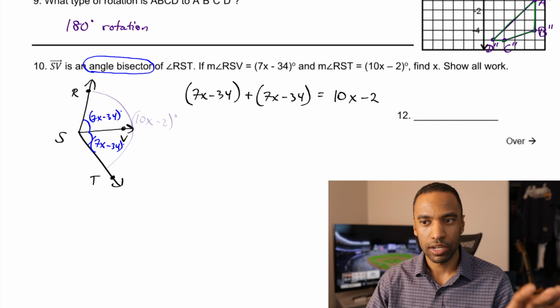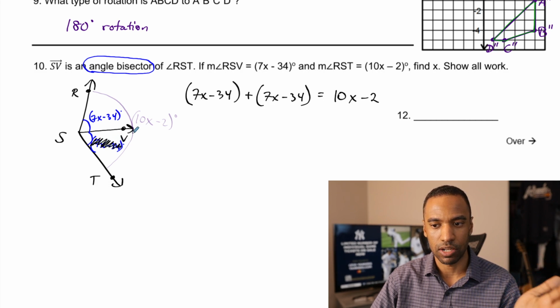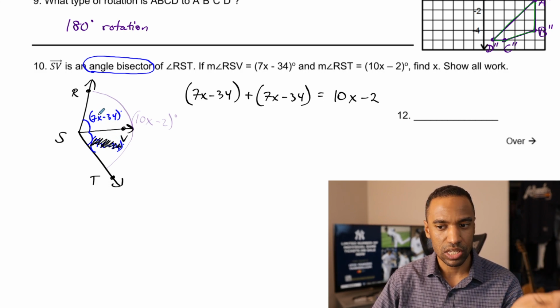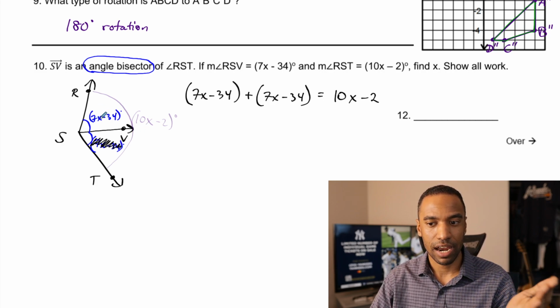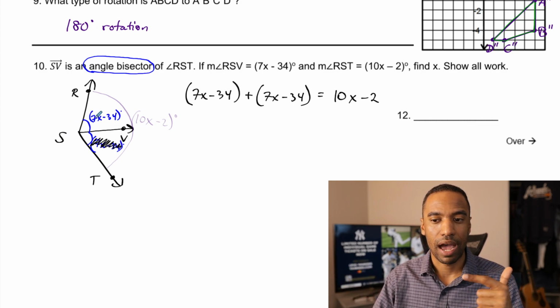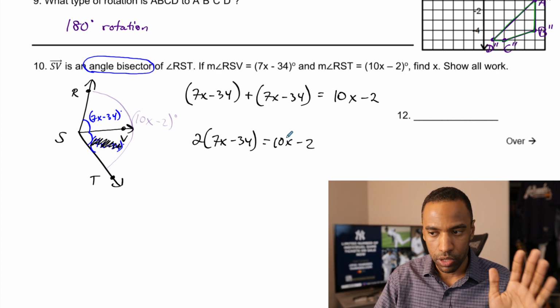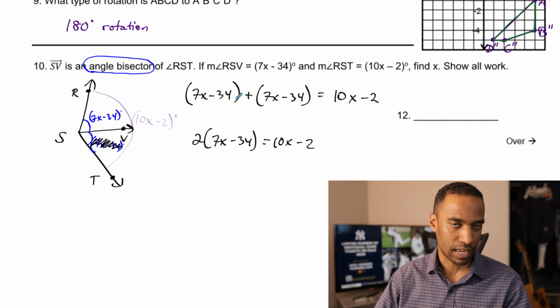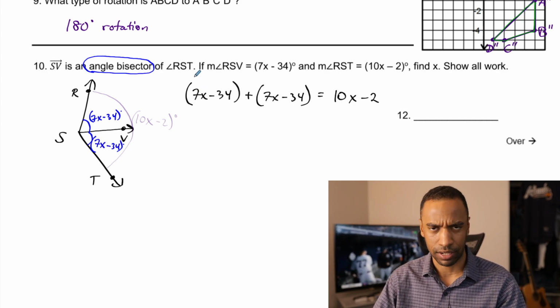Now, an alternative way to do this is, if you didn't yet write the 7x minus 34 here, you know that this is half of the entire angle. So how do you make them comparable, make them equal? You would have to double this. So you would say 2 times 7x minus 34 equals 10x minus 2. They're both equivalent. Doubling this is the same as adding it to itself. So I'm just giving you that mindset that either or is totally fine, guys. It's not going to matter.